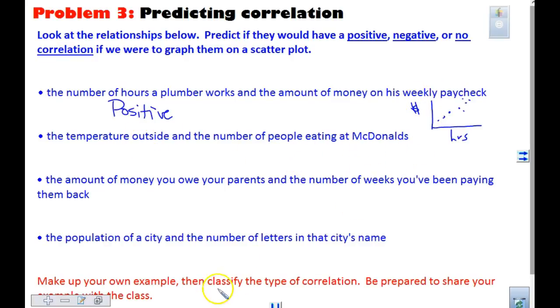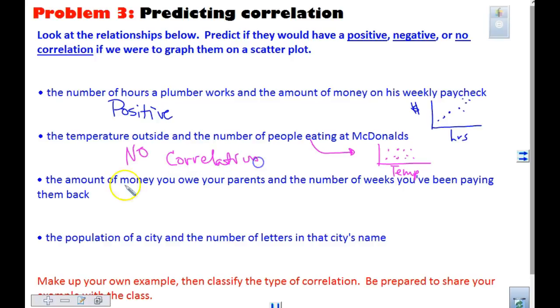The temperature outside, so again, think of what your graph might look like. You have your temperature and people eating at McDonald's. That's going to be on my other axis. Do you think there's any relation, that when it warms up more people go eat out at McDonald's, and if it's cold, fewer people do? There's probably people eating at McDonald's either way. I mean, this probably looks something like this, right? Just because of the temperature, that's not going to impact the number of people eating at McDonald's, right? So we would think that this one is going to have no correlation.